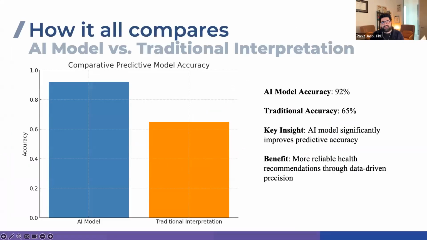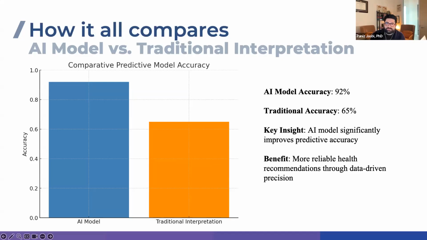Now, what about predictive accuracy? This slide is going to compare the predictive accuracy of our AI versus traditional interpretation methods. What we see here is that our AI model achieves an accuracy of 92%, which is significantly higher than traditional methods, which are about 65% accurate. So this means that the AI's predictions and health recommendations are more likely to be correct, and therefore more likely to improve outcomes for users.